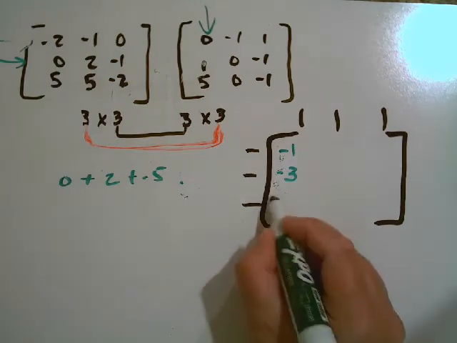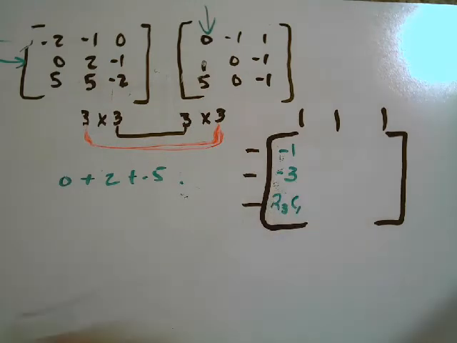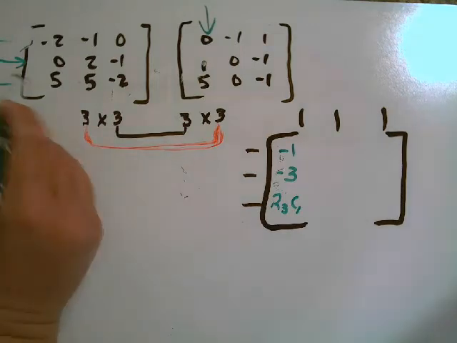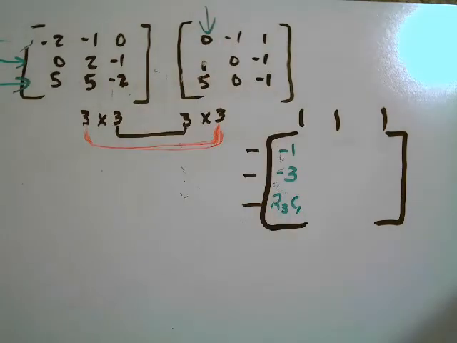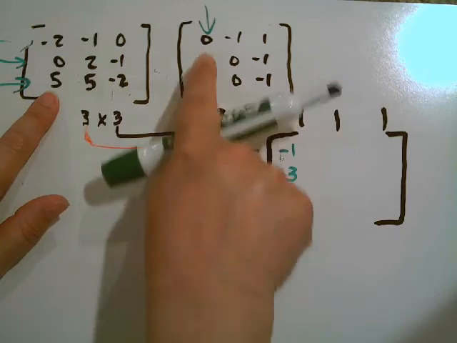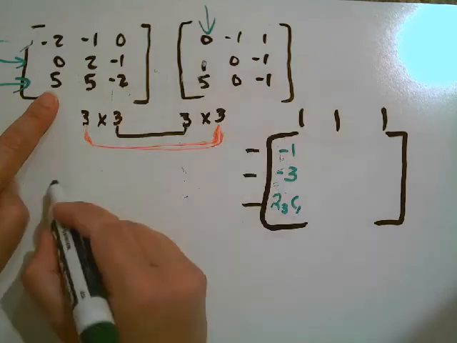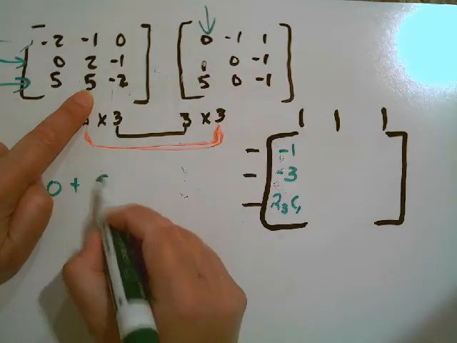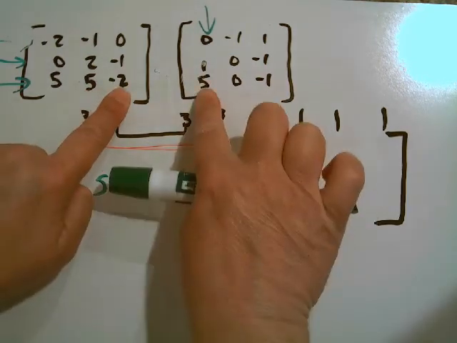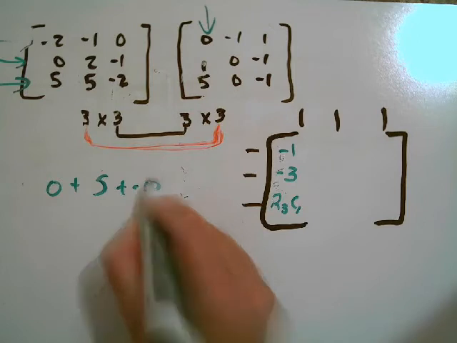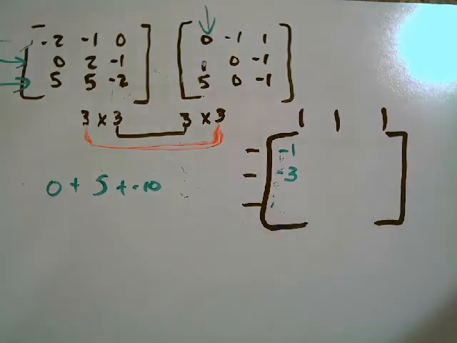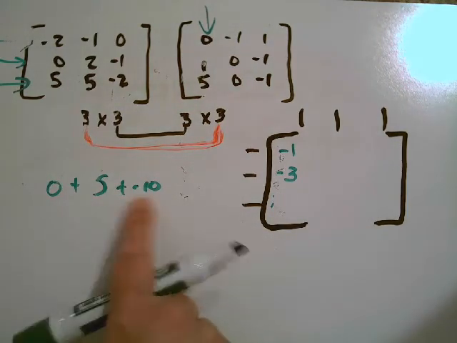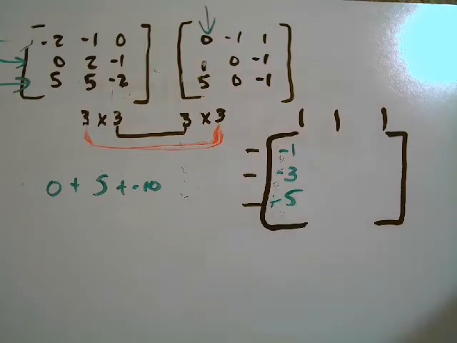In this spot, I have row 3, column 1. So I'm going to use row 3 and column 1. 5 times 0 is 0. 5 times 1 is 5. And -2 times 5 is -10. So in row 3, column 1, I have 5 plus -10, which is -5. Let's move to the second column.